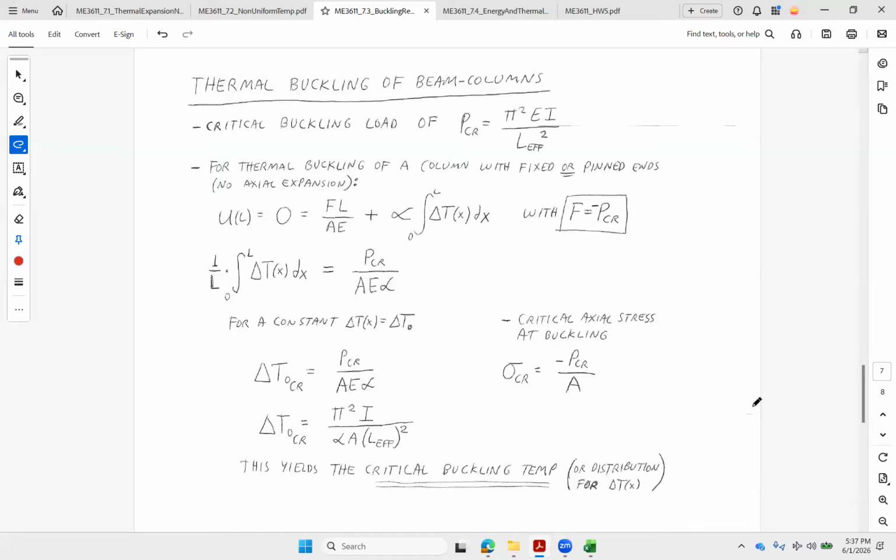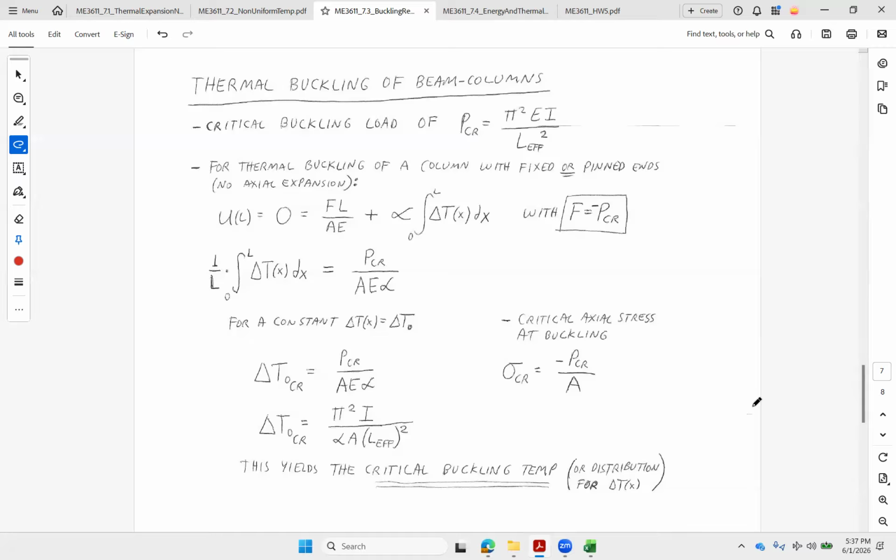If we substitute in for some of those other parameters in P critical, we can calculate that separate from anything thermal, and it's always P critical. But if we throw these in, we get pi squared I and alpha A and L effective down on the bottoms. Axial stress at buckling is always minus P critical over area, no matter how we get that buckling load P critical. And this is important because if we're checking to see whether it's going to buckle or yield first, we need to compare this number with the yield stress.